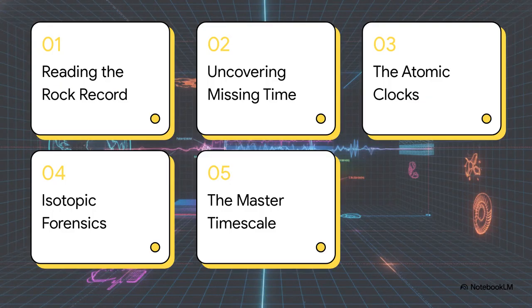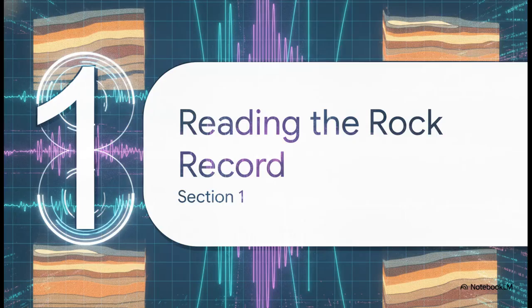So here's our game plan for today. We'll start with reading the rock record, move on to uncovering missing time, check out the atomic clocks, dive into isotopic forensics, and tie it all together with the master timescale. All right, let's jump right into section 1, reading the rock record.